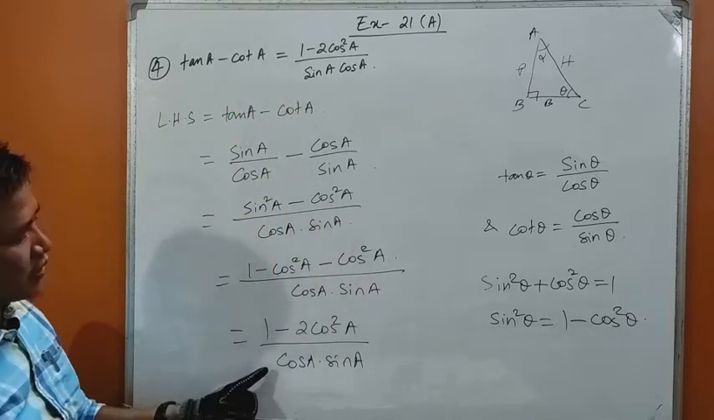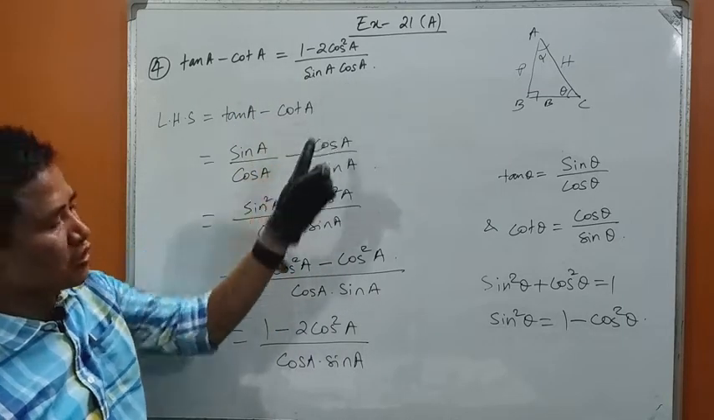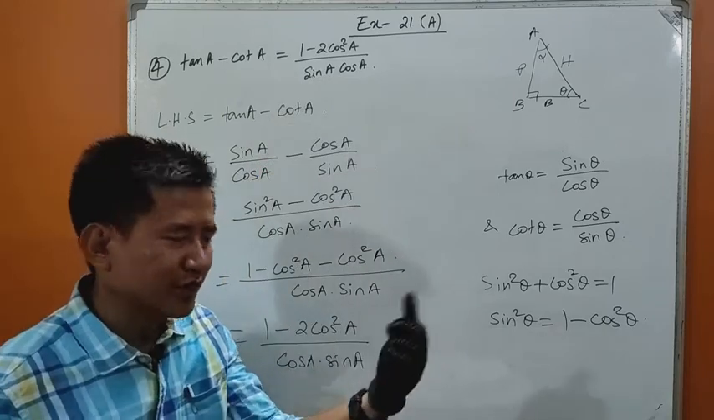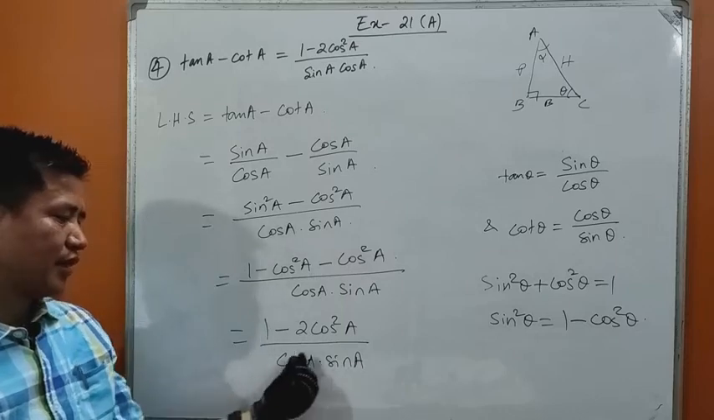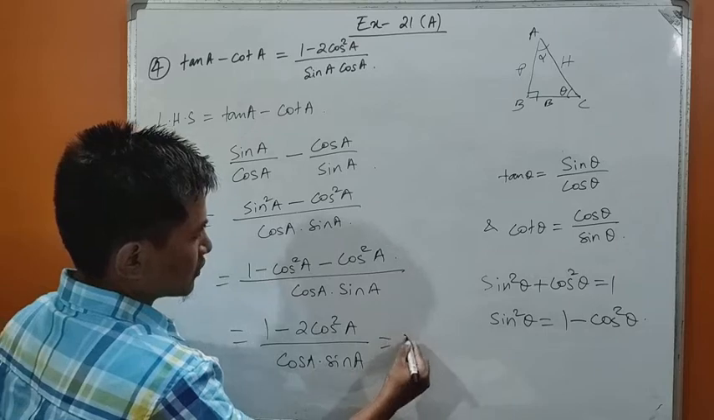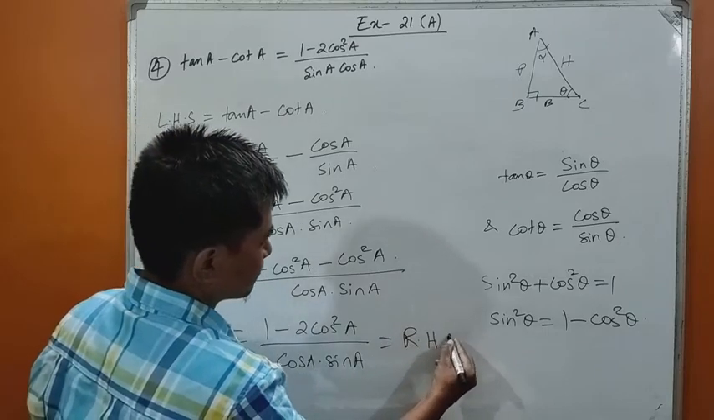So I think this is the number on the right hand side, isn't it? So 1 minus 2 cos square A upon cos A into sin A. Cos A into sin A is the same thing, because 2 into 3 is 6 and 3 into 2 is 6, so no need to bring the sin A first and cos A later. So you can write it in this form as well. So this is the right hand side, hence proved.